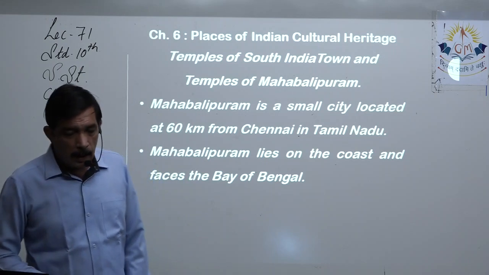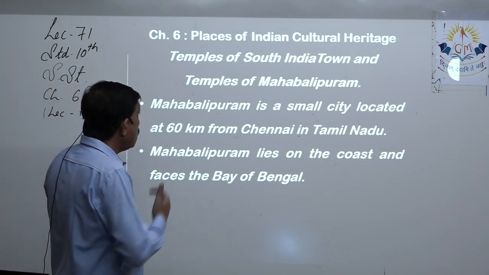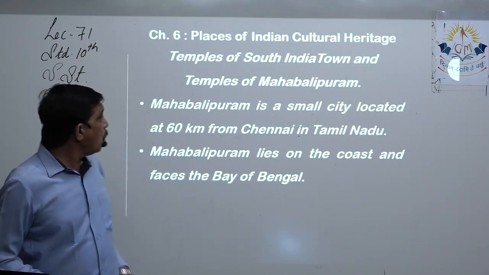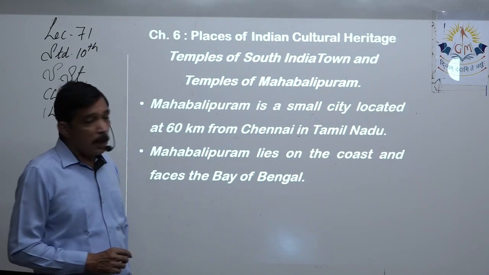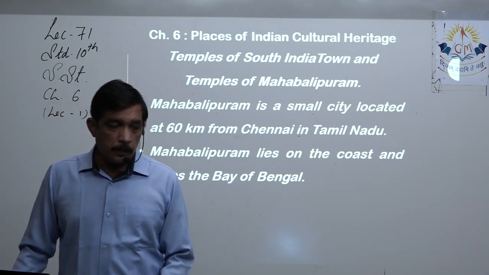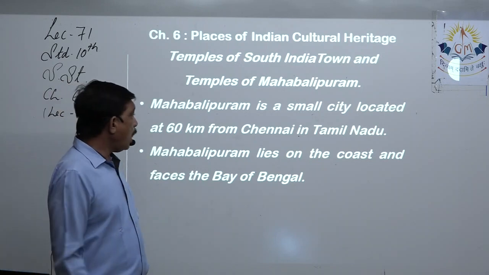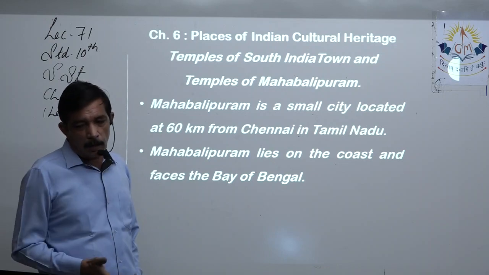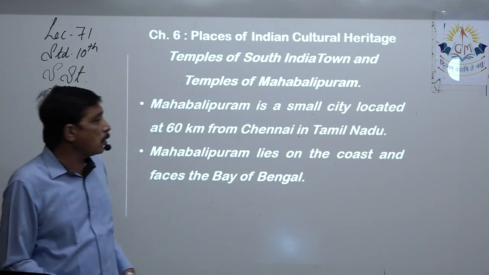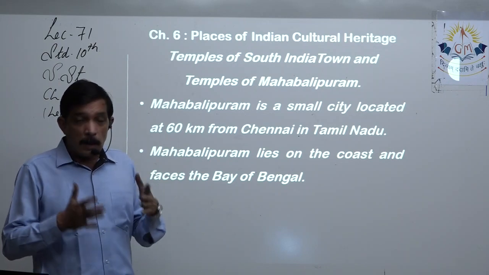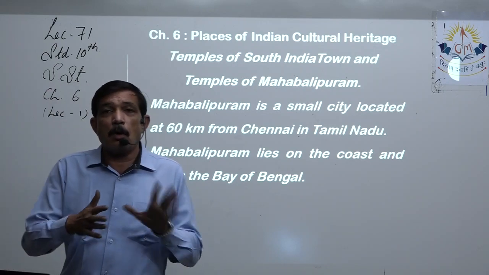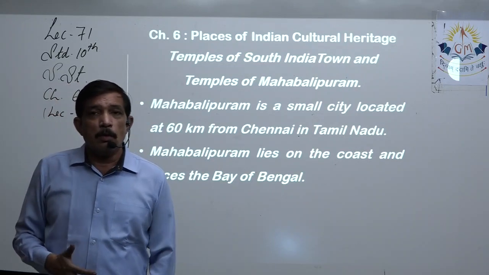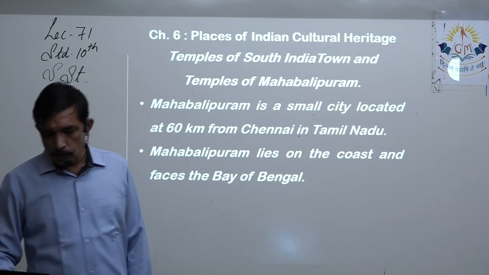It's quite a long answer and carries marks. Temples of Mahabalipuram. Mahabalipuram is a small city located only 60 kilometers away from Chennai, that is Tamil Nadu. Mahabalipuram lies on the coast and faces the Bay of Bengal, because Tamil Nadu is mostly on the Bay of Bengal. Opposite to it is the Bay of Bengal. That means it's a town lying on the seashore of the Bay of Bengal.